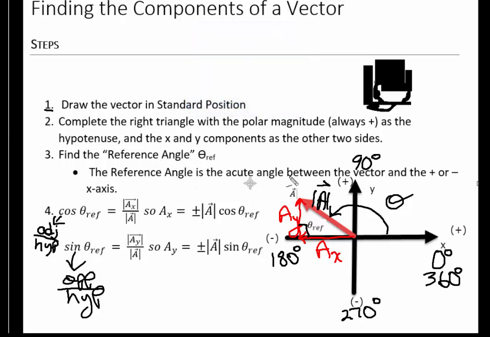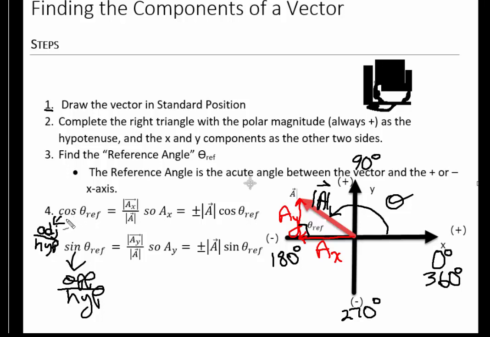Reference angle is the acute angle between the vector and the positive or the negative x-axis, as appropriate. In this case, with a second quadrant angle, we can see that theta ref is this angle right here. To find theta ref for this particular case, we would say 180 degrees minus theta, where theta is the angle for the vector itself. Step four, use trig functions to find the x and y components of the vector.